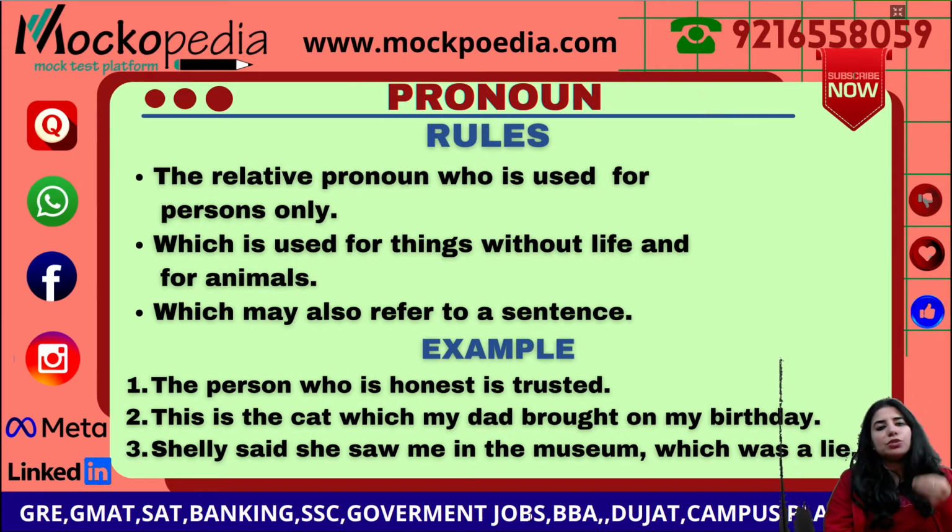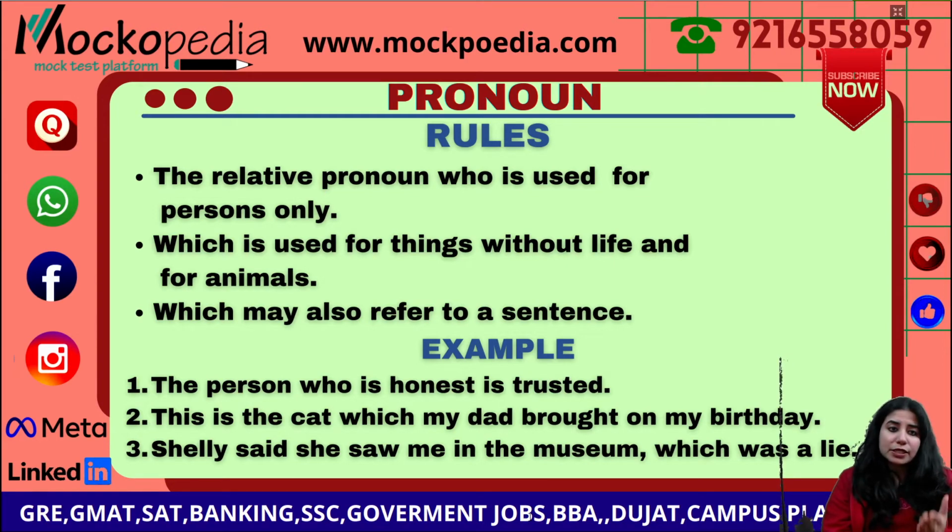So whenever we are using the relative pronoun who, that is used for persons. Take the first example, the person who is honest is trusted, right? So you can see who is being used for a person. Let's take the next usage, which is used for things without life and for animals. This is the cat which my dad brought on my birthday. So, which is referring to the cat, right? So, can you see which is referring to animals, and which may also refer to a sentence.